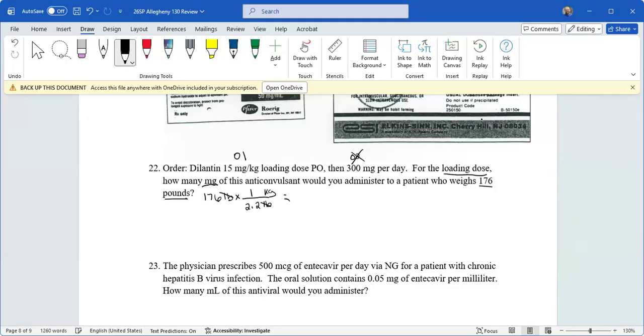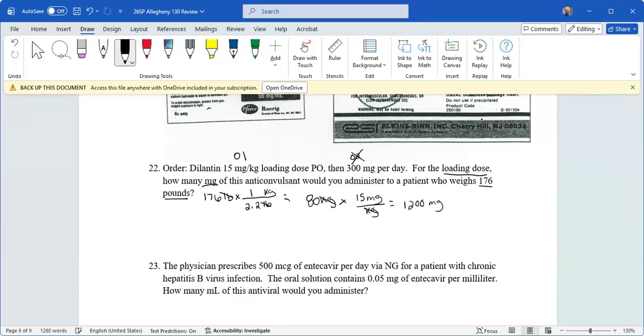All right, so 176 divided by 2.2, I believe that's 80. I'm gonna double check. Yeah, 80. So once I have my 80 kilograms, now I just multiply by my loading dose, which is 15. We're gonna get rid of kilograms, and then whatever 80 times 15 is, that's 1200 milligrams.